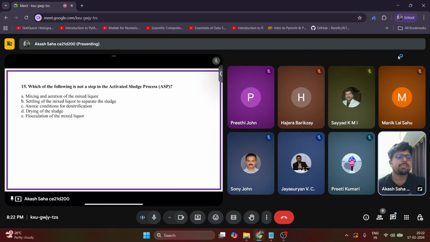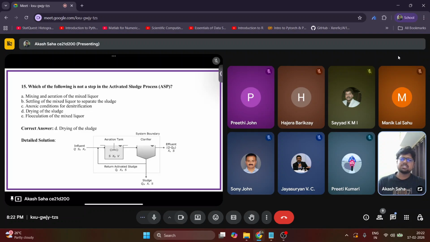Then flocculation of mixed liquor, obviously the flocculation will happen, then only it will settle faster. So flocculation can also happen. The drying of sludge, this doesn't happen. This is a part of the sludge treatment facility. Once we extract the sludge, whatever is wasted from the secondary sedimentation tank, that is then processed. There we go for drying. So drying of sludge is not part of the ASP, right? This is again the schematic of that.